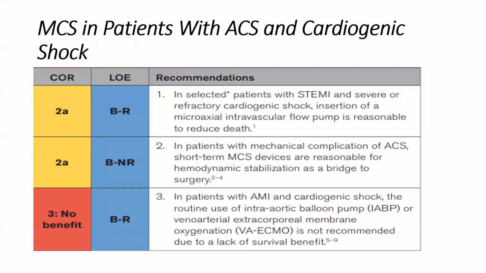Now about the mechanical circulatory devices in patients with ACS and cardiogenic shock. Sometimes we encounter a situation where we are dealing with a patient of cardiogenic shock and that shock is refractory. That means the shock is not responding to any intervention, whatever inotropic support we are starting. Then what should we do in this situation? Should we go for IABP? Should we explore the option of VA ECMO? According to these guidelines, they are not in favor of either IABP or VA ECMO. Rather, they suggest using a microaxial intravascular flow pump to reduce death.